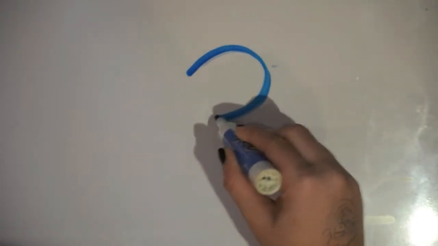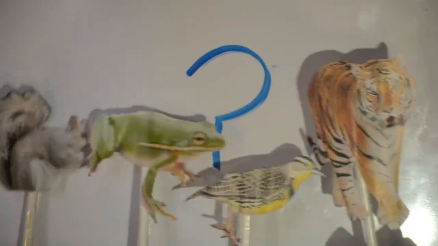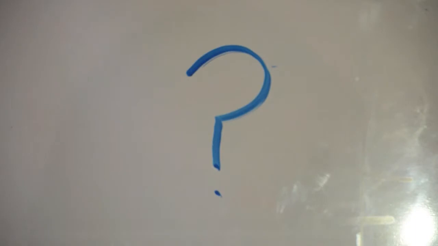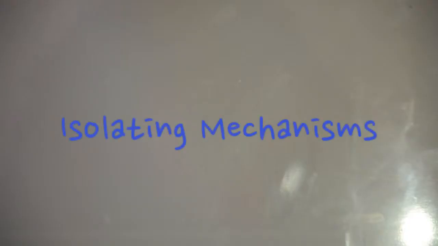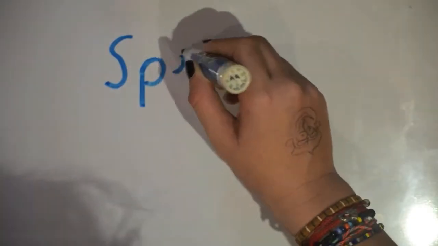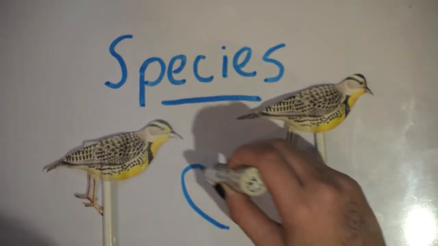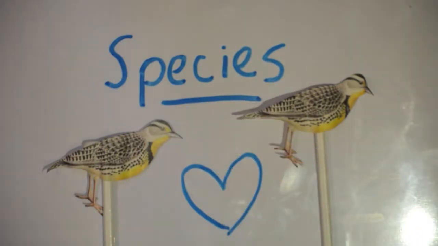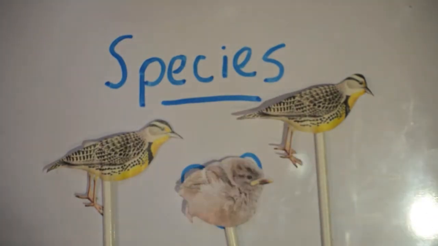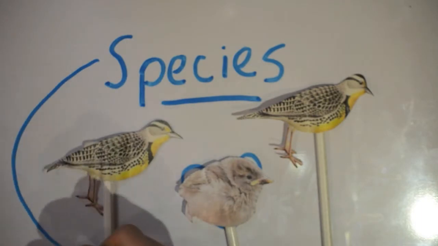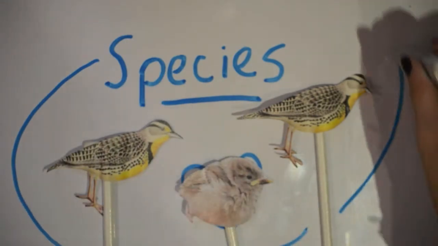Have you ever asked yourself how there can be so many different species? Well, many people have thought about it too, therefore getting to what isolating mechanisms are. Let's start by defining what a species is. A species is a group of organisms that breed with one another and produce fertile offspring. In other words, individuals of the same species share a common gene pool.